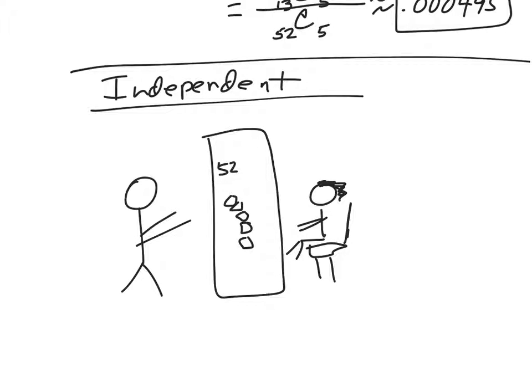And what we're interested in is Tristan picking a jack on the first card, and let's say a king on the second card. Okay, so here's all 52 cards. It looks like there's only 5 there, but really there's 52. Okay, Tristan reaches out and picks a card.